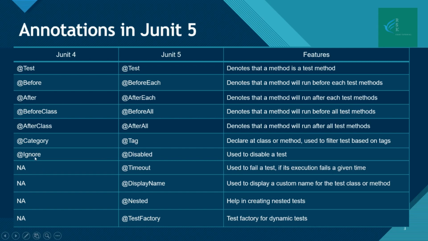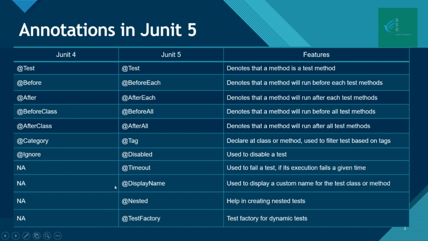In JUnit 4, we have @Ignore, which helps to ignore a test case. In JUnit 5, it is now known as @Disabled. And there are a few more new annotations like @Timeout, @DisplayName, @Nested, and @TestFactory, which were not present in JUnit 4.